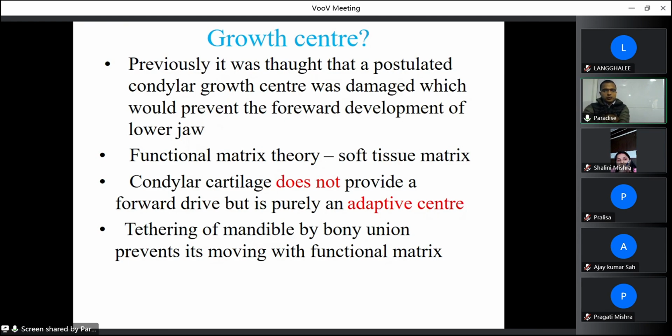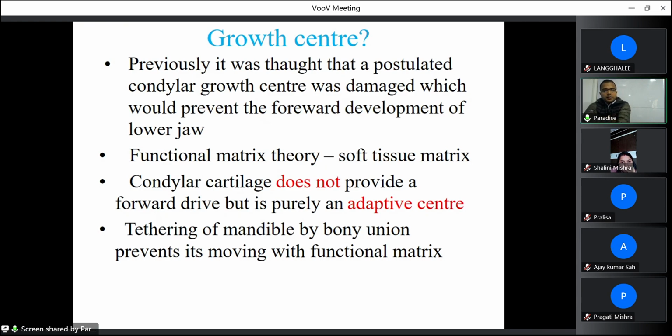So whenever there is a condyle fracture in a pediatric patient, you have to advise for active mouth opening. You don't have to do any surgical treatment, neither do you have to do any intermaxillary fixation. Surgery is contraindicated. Intermaxillary fixation is also contraindicated. You have to advise for active mouth opening.